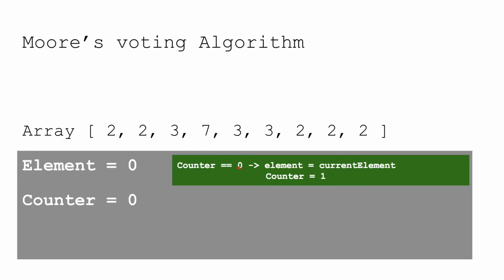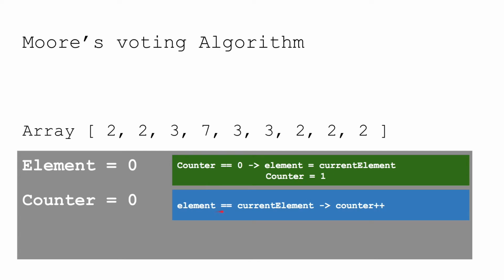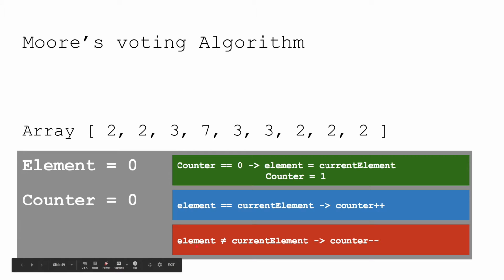The first thing to check is if counter is equal to 0, then set the element to the current element and set the counter to 1. If element is equal to the current element, then simply increment the counter by 1. If element is not equal to the current element, then simply decrement the counter by 1. So these are the three checks which we need to follow while traversing through this array.